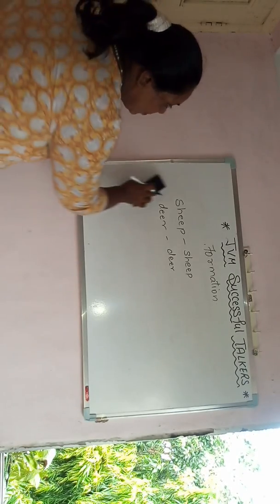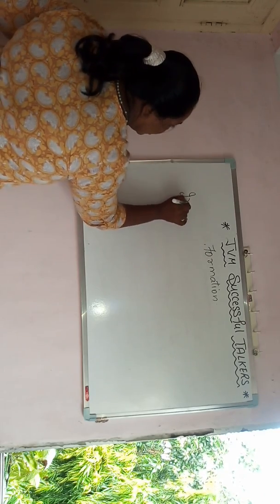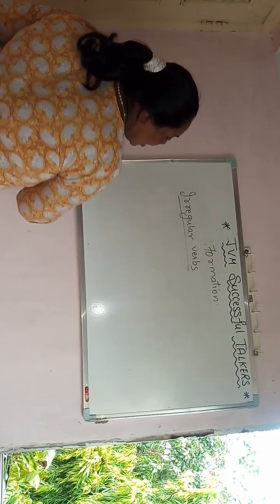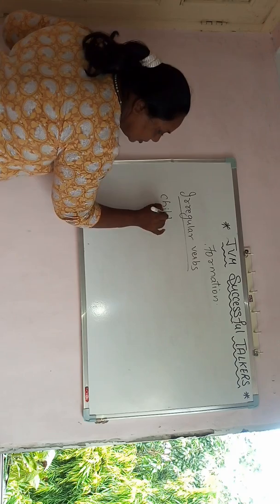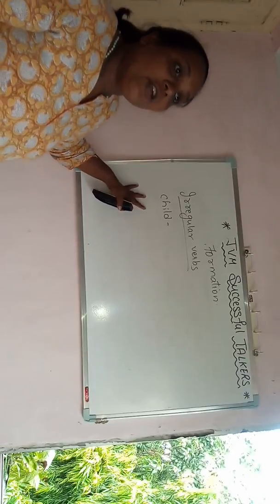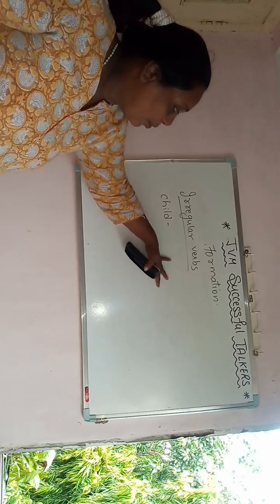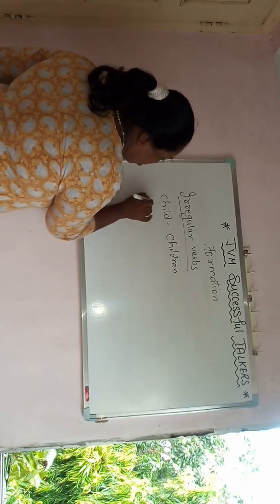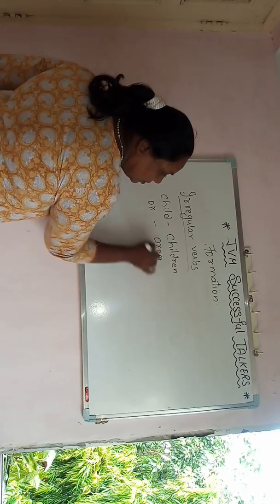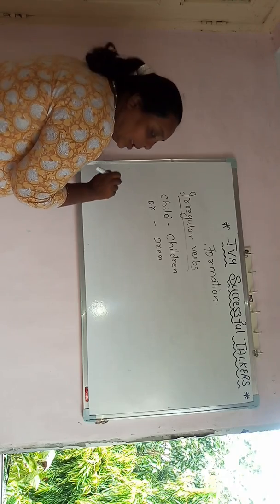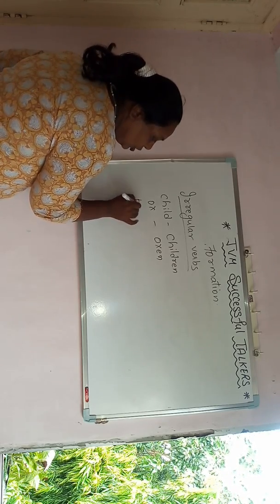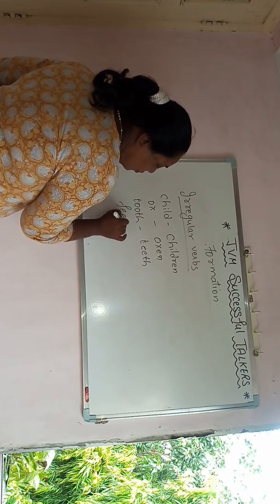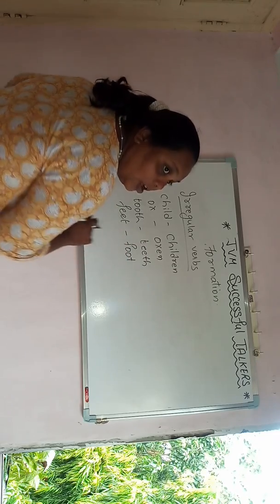For example, child. Child we are saying only for one. But for plural, what will we add? Children. Ox, oxen. Then tooth, teeth. Foot, feet. These are all irregular words. So all these forms of singular and plural I have explained to you.